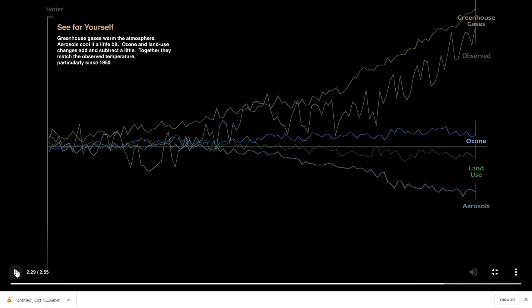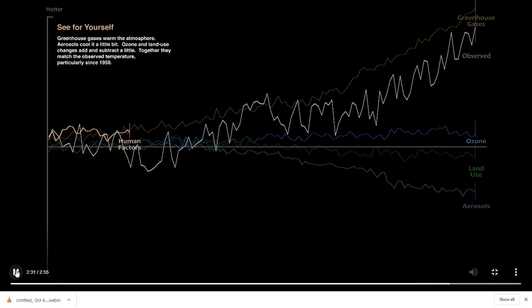Very good correlation there. So we're doing, think of graphical addition, subtraction with the other factors here, and there you have it. So that one that just ran, the human factors, is basically the summation of these four other factors taken together. The greenhouse gas is the major contributor to that.